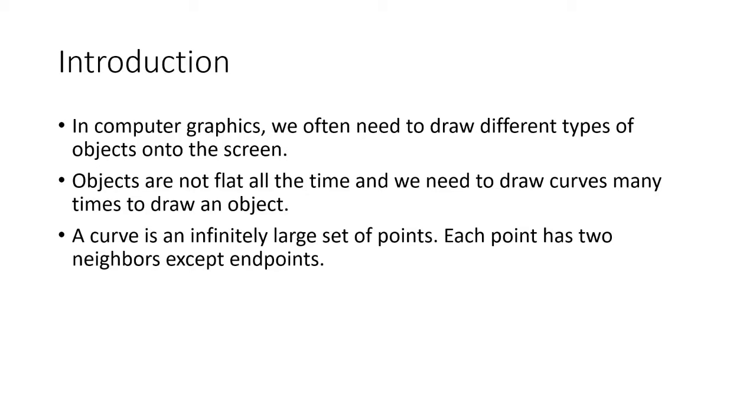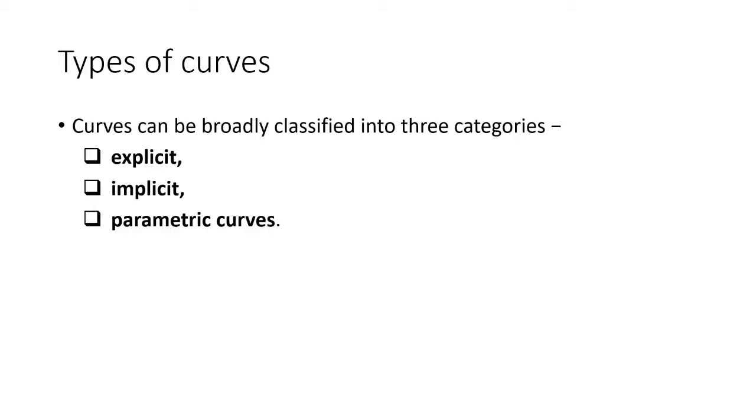As a definition, a curve is an infinitely large set of points where each point has two neighbors except the endpoints. For any kind of line, you can apply this definition: it is a large set of points, and each point has two neighbors. If each point has two neighbors, it is going to continue in that way. That is the basic idea of the curve, and for any kind of straight line, you can apply that definition.